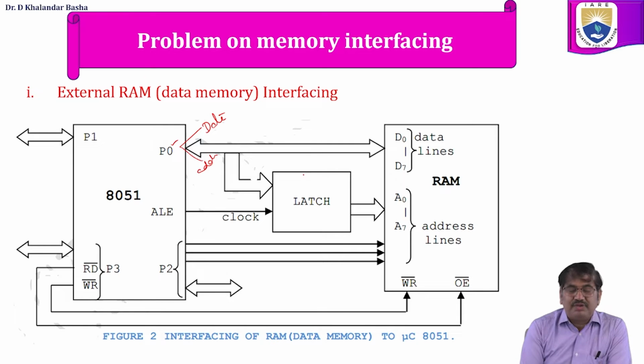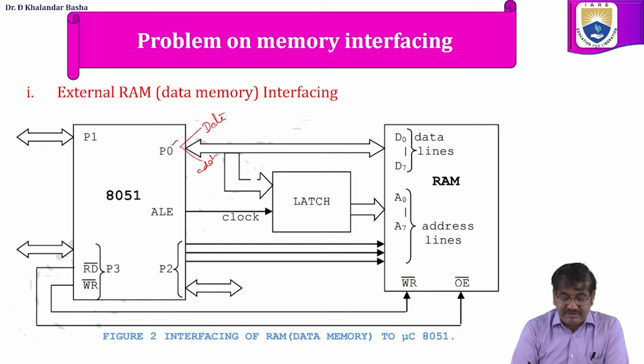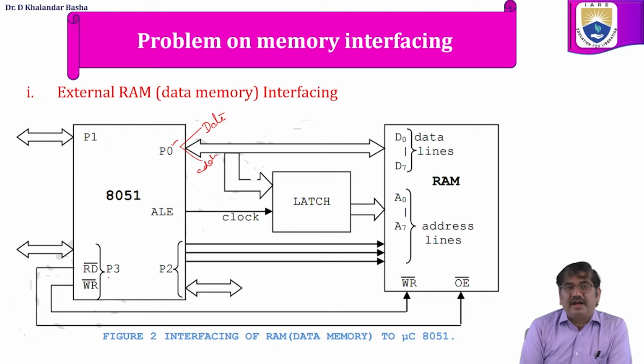This will be enabled by using the ALE signal. When ALE is equal to 1, the latch will be transparent so that the address will be passed on to A0 to A7. The upper lines we have on A8 to A15. Next, we have the read signal and the write signal on P3.7 and P3.6, connected to the read and write pins of the RAM.